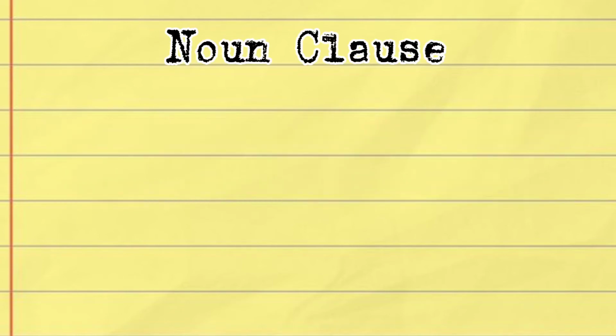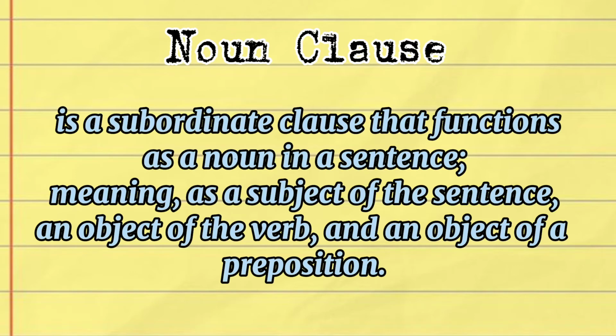Third is the noun clause. It is a subordinate clause that functions as a noun in a sentence, meaning as a subject of the sentence, an object of the verb, and an object of a preposition.